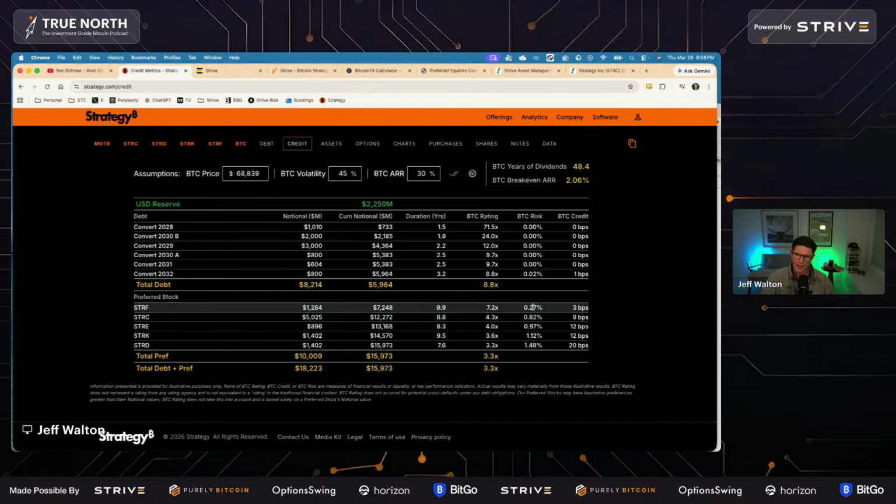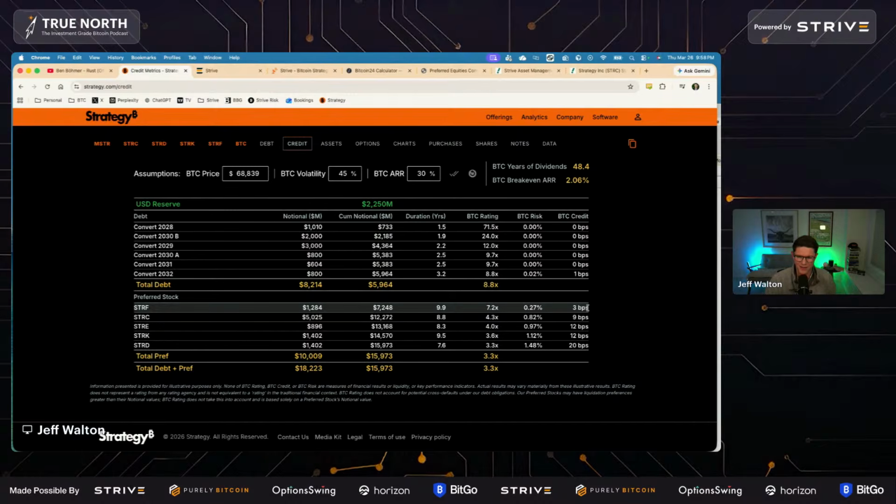Now what the credit spread does is put this into an annualized basis, so you can get a perspective of how you can compare this to a bond or a credit default swap. And that gives you a view of BTC credit.